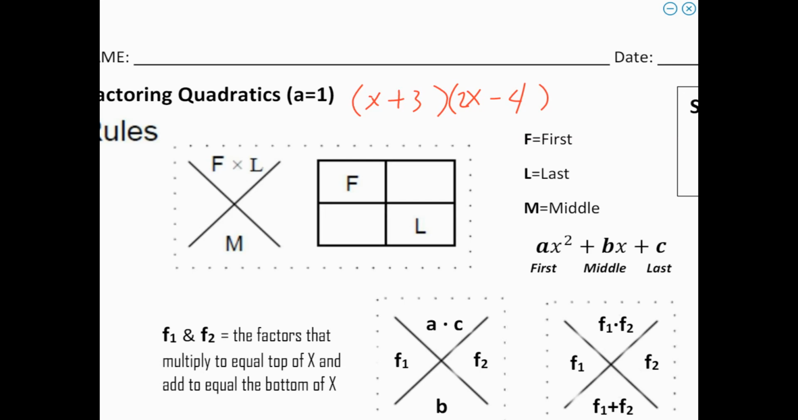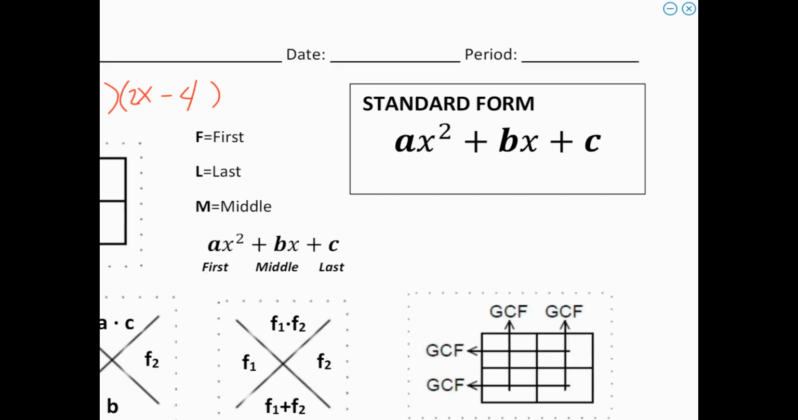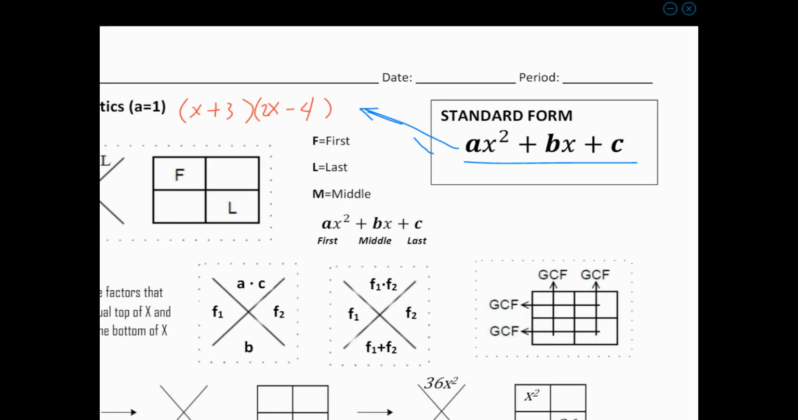So we're going to take something that looks like standard form, okay, that's in standard form over here, and we're going to undo the multiplication process and make it look like the two factors that we multiplied together to get it. Okay, so we're going to work backwards on what we've been doing.